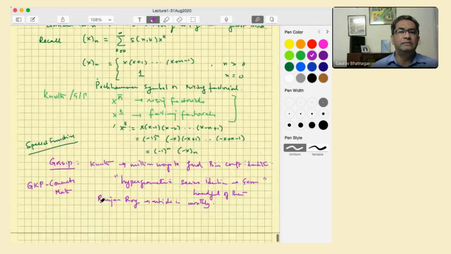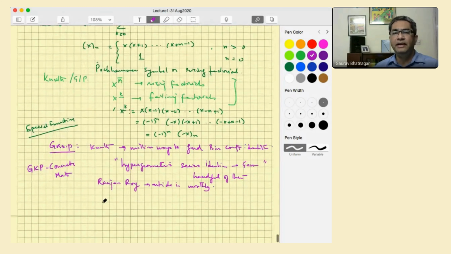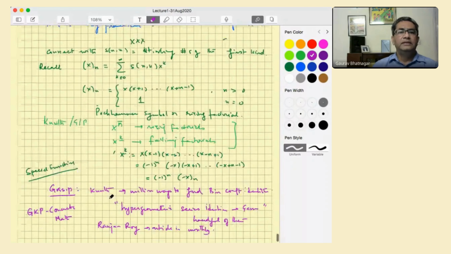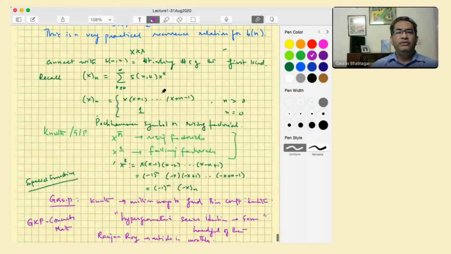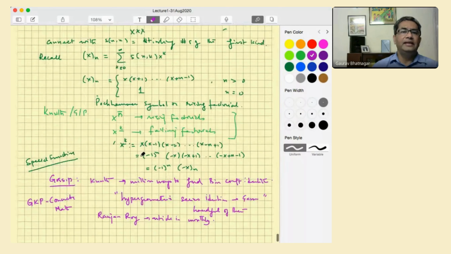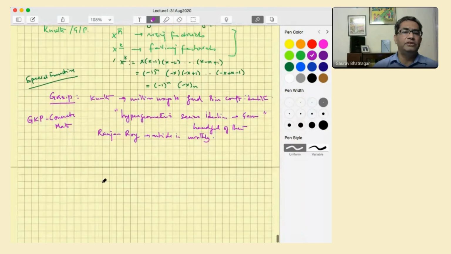There is a special function seminar that we operate, and it's quite wide-ranging. I mean, all kinds of people come, including people from combinatorics.